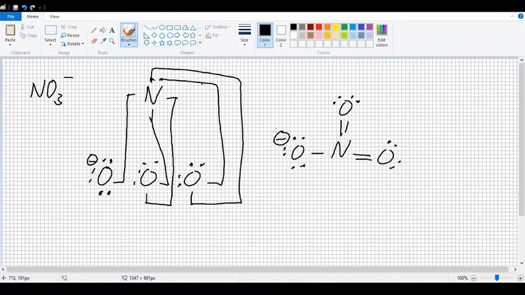Now, it doesn't matter which of those 3 oxygens you give the extra electron to, which ones are double bonded, so long as the one you give the electron to is only singly bonded to that central nitrogen. So that's drawing ions. It's not too much different than breaking the octet rule, but it can be a little bit tricky.